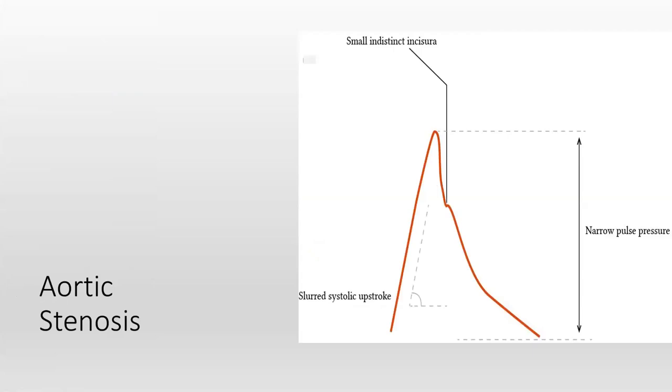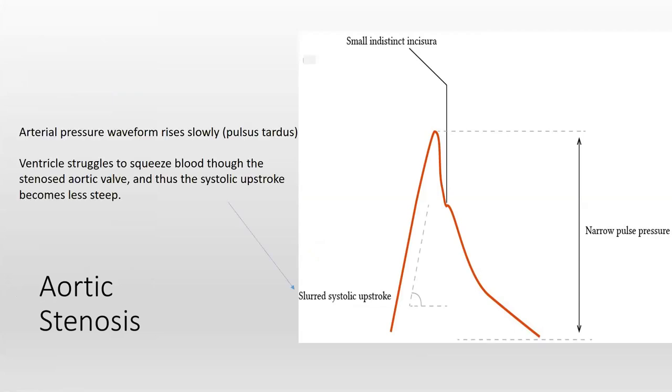As opposed to AS, where you can again see the angle: the ventricle is contracting, but the blood flow is not as robust. So you don't see a steep systolic upstroke. The arterial pressure waveform basically rises slowly, and the ventricle struggles to squeeze the blood through a stenosed aortic valve, so it becomes less steep. And the dicrotic notch may not be discernible in this.